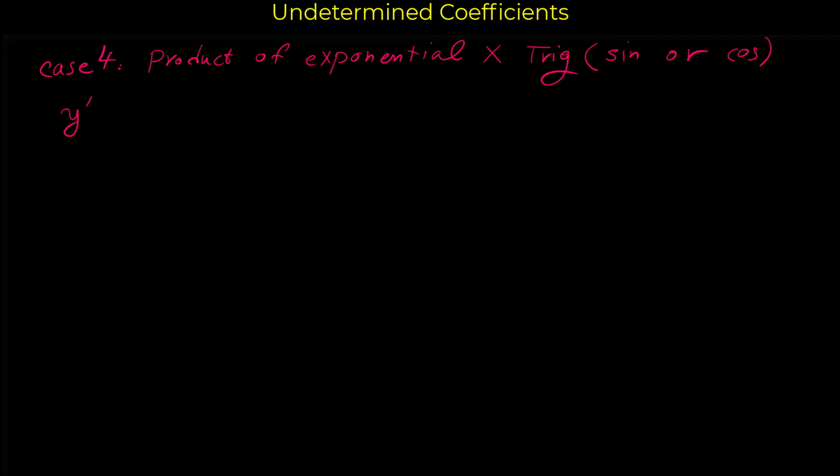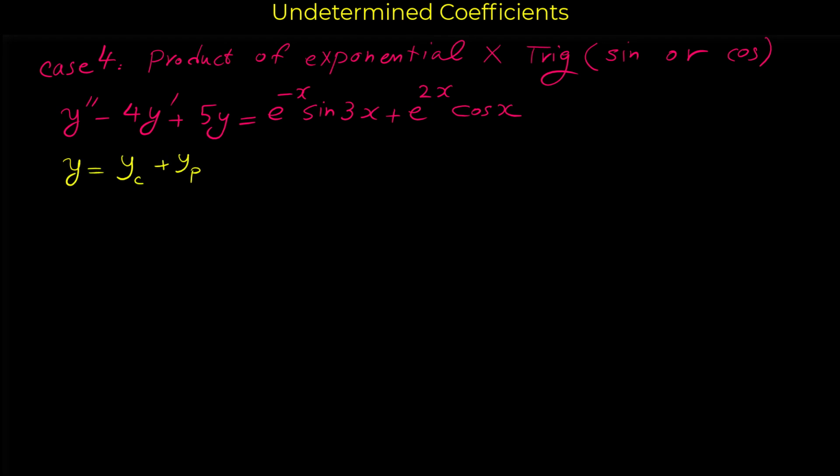For example, consider this differential equation: y double prime minus 4y prime plus 5y equals e to the negative x sine of 3x plus e to the 2x cosine x. The general solution, as usual, is the sum of the complementary and the particular solution. First, we have to find the complementary solution by solving the homogeneous differential equation, y double prime minus 4y prime plus 5y equals 0.